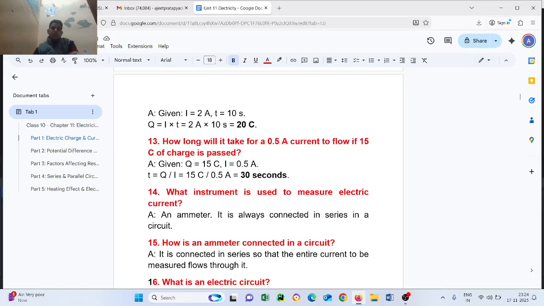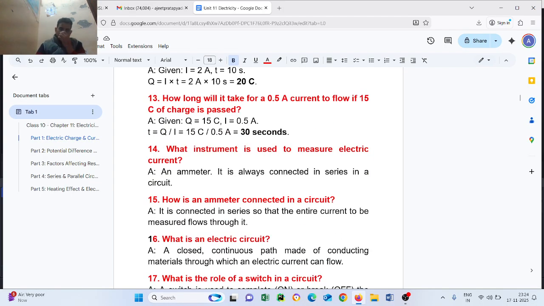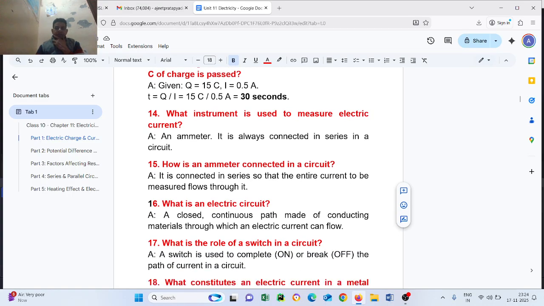Question number 14. What instrument is used to measure electric current? An ammeter is used. An ammeter is always connected in series in a circuit. Question number 15. How is an ammeter connected in a circuit? It is connected in series so that the entire current to be measured flows through it.